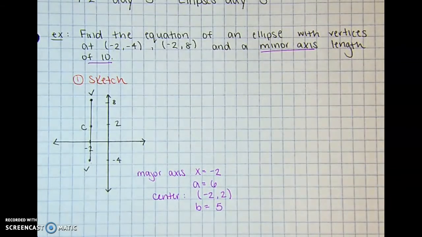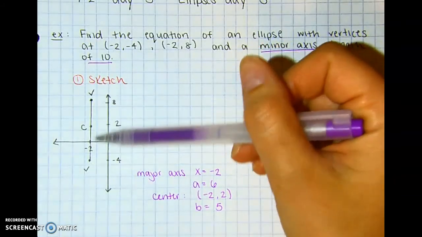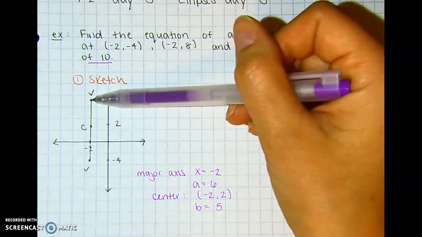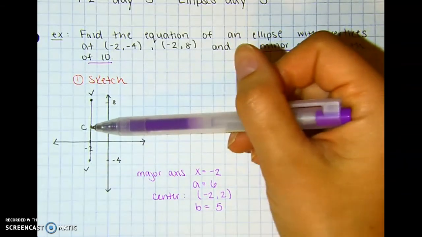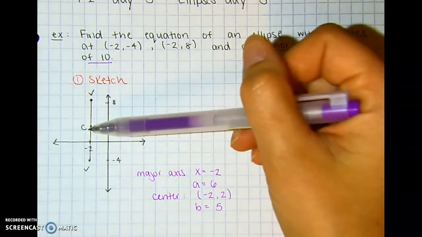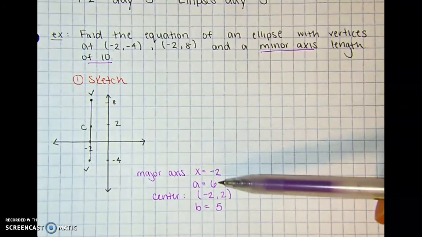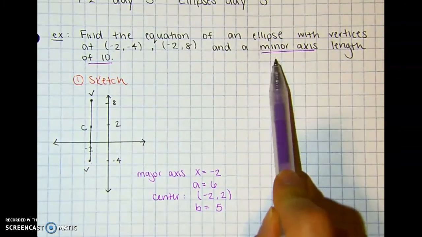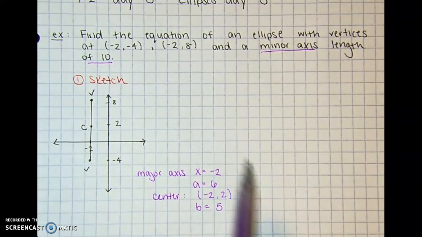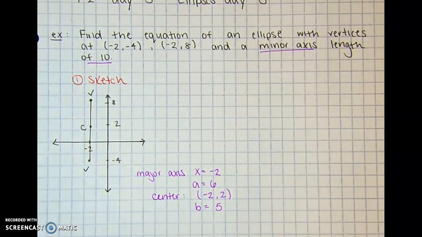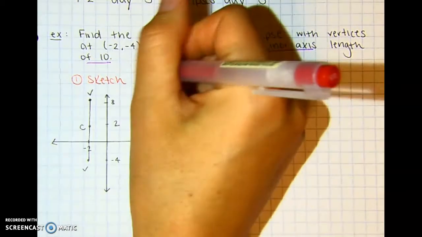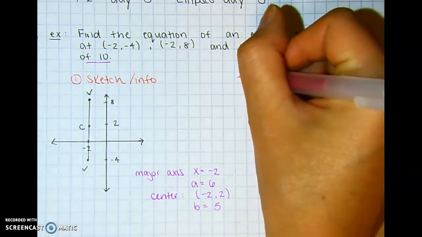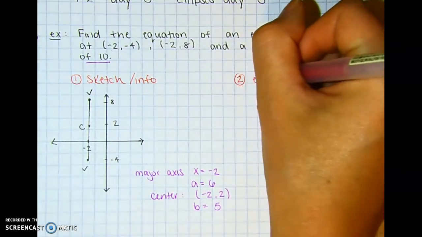So just to quickly recap, we knew our vertices. That gave us the entire major axis, x equals -2. Then halfway in between there will be our center, so that's how we get our center point. And that's what also gives us our a value. We know it's our a value because the vertices give us the major axis, and that's the longer side. Then our minor axis length is going to give us our b value, and that is all we need to write our equation. So sketch and info is a required step. And then the second step is equation.